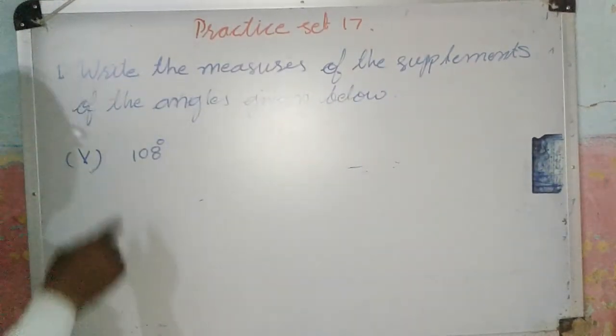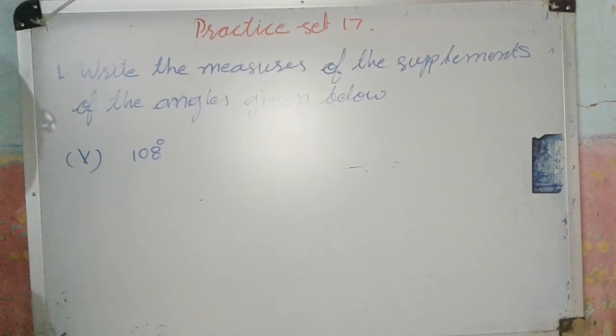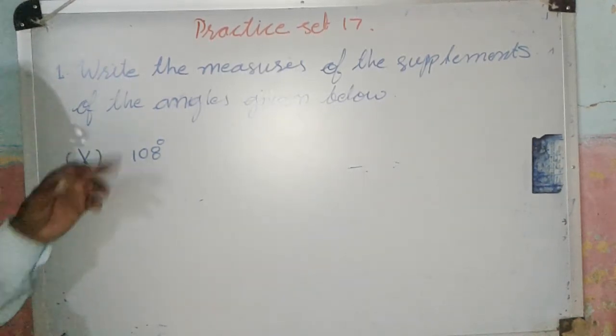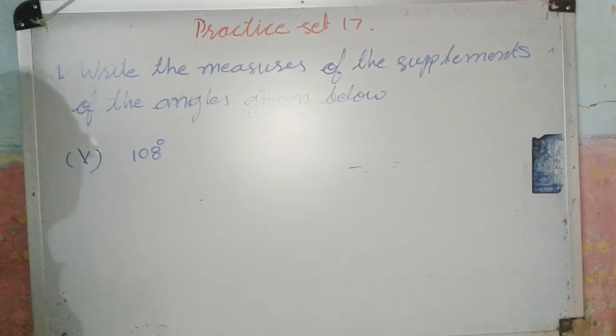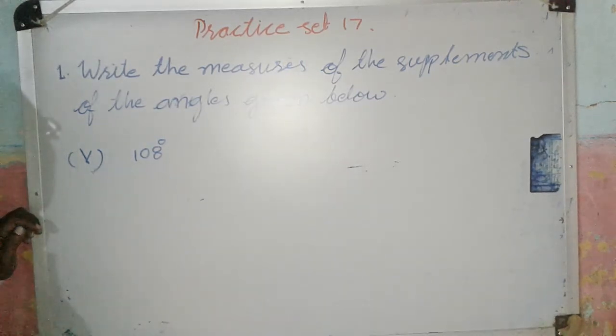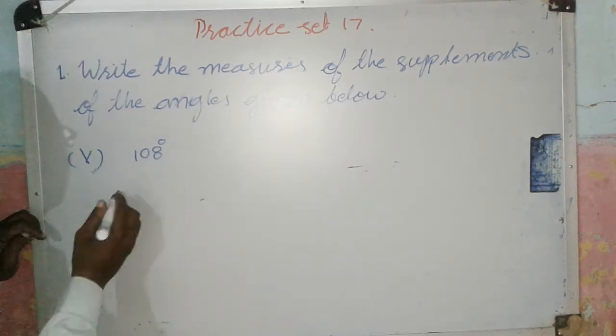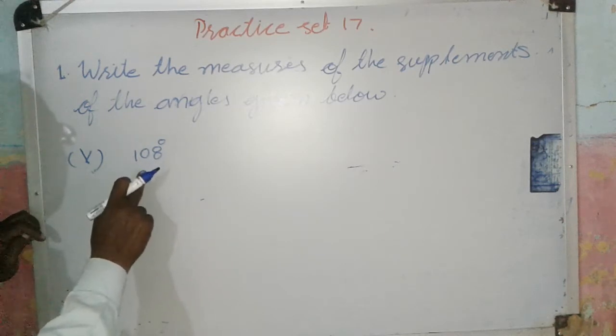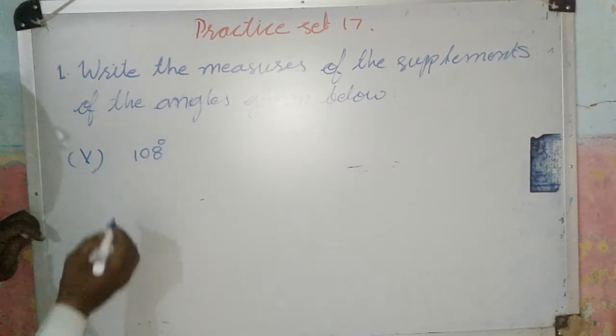Now practice set 17. Question number 1. Write the measures of the supplements of the angles given below. Example number 5. The given angle is of 108 degrees. So we have to find the supplementary angle of 108 degrees.